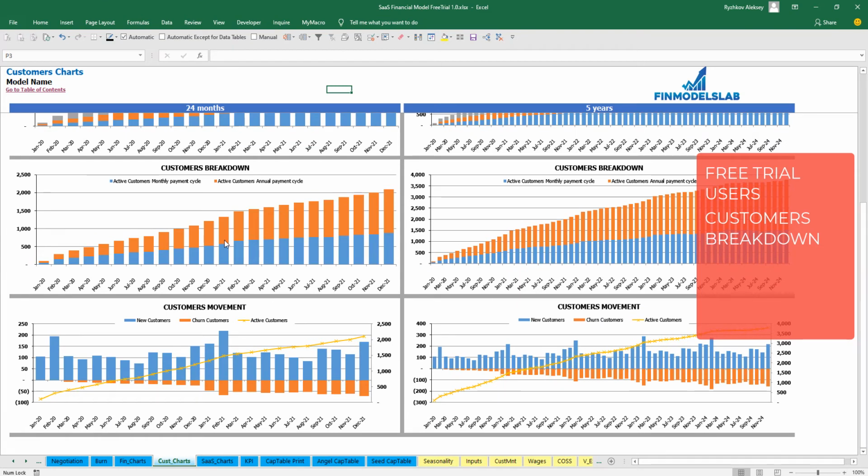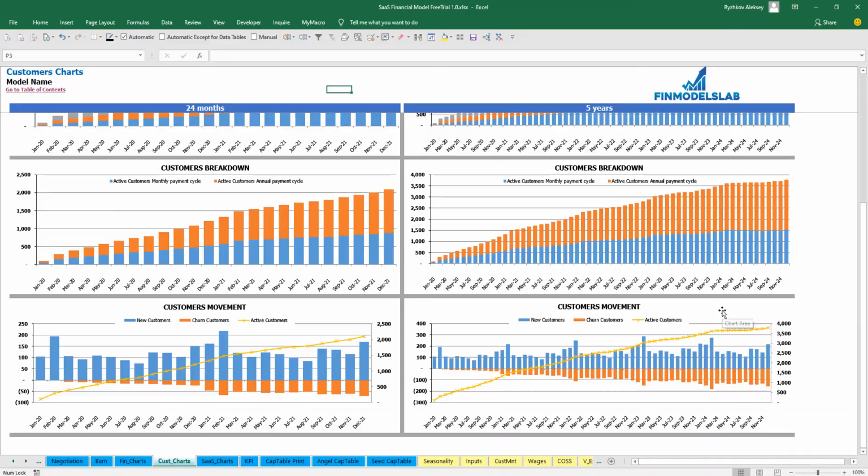The next chart shows you the customer breakdown by payment cycles, which is monthly and annual payment cycle. And the last chart on this sheet will show you the customer movement, which includes the new customers by months, churn customers by months, and as a result, the yellow line will show you the active customers by months for the 2 years and for the 5 years.